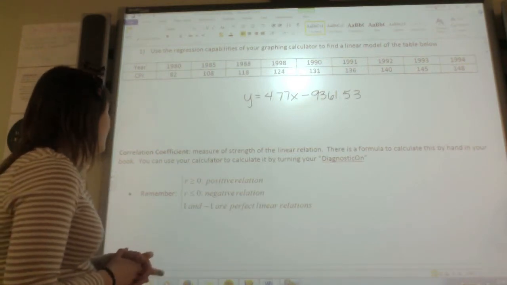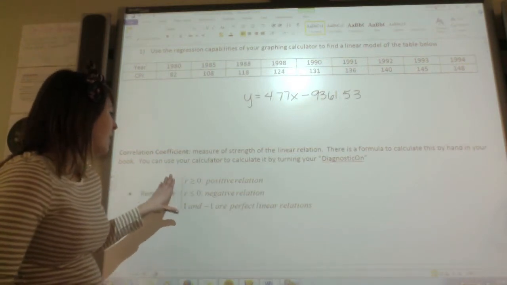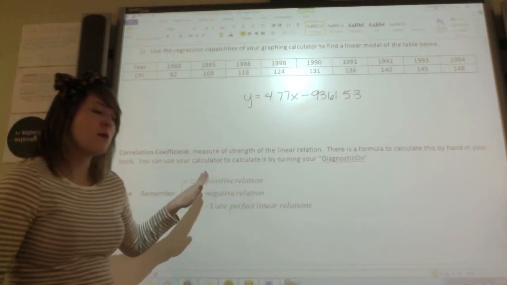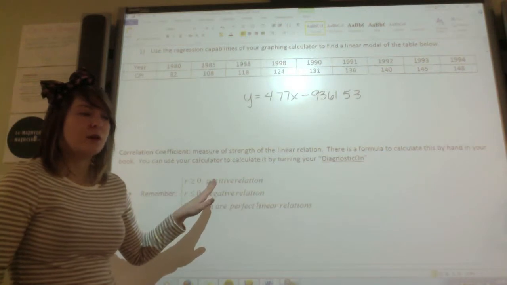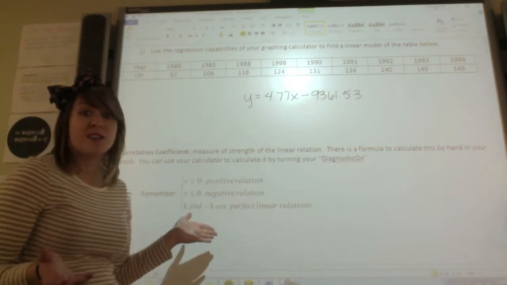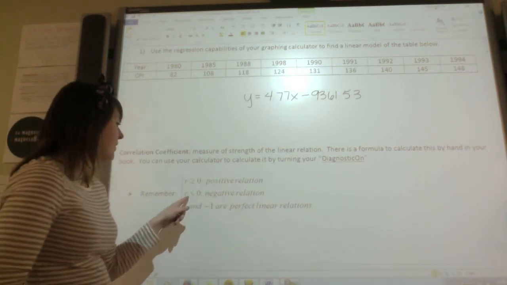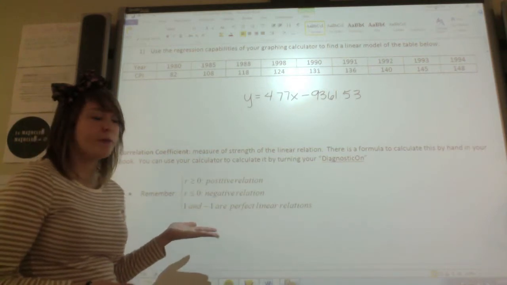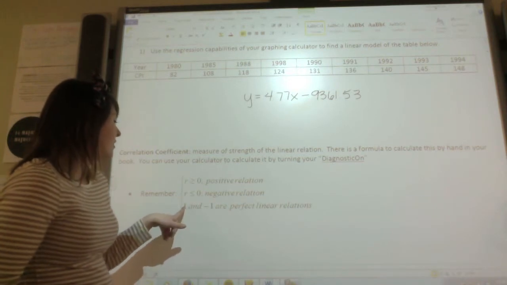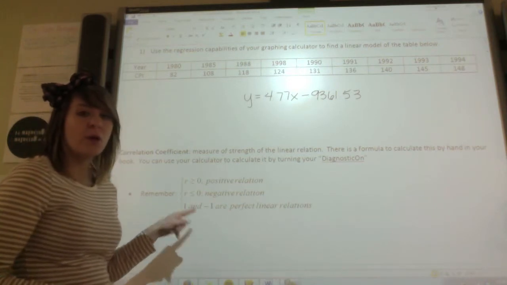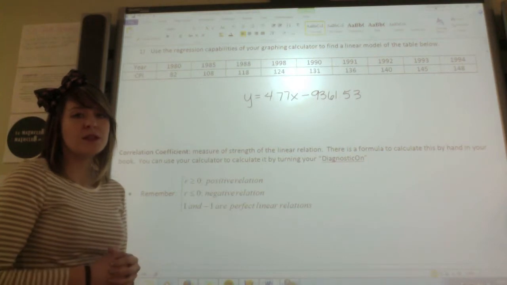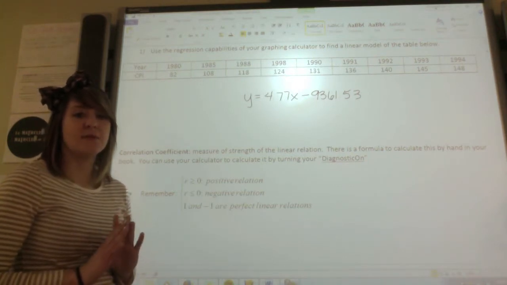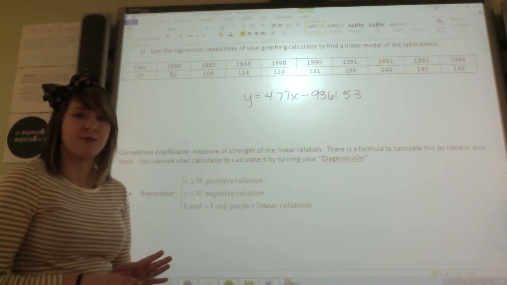Remember that if your r value is greater than or equal to 0, that means that you have some sort of positive relationship. In other words, you have a positive slope. If your r value is less than or equal to 0, that means you have a negative relationship, which is a negative slope. If you have an r value of 1 or negative 1, that means that you have a perfect relationship, meaning that all of your data points lined up exactly the way you wanted them to.